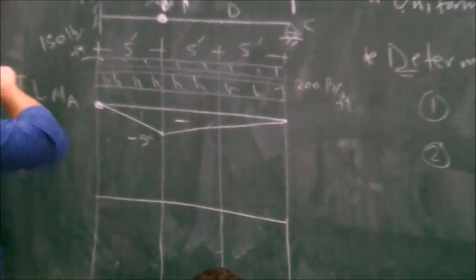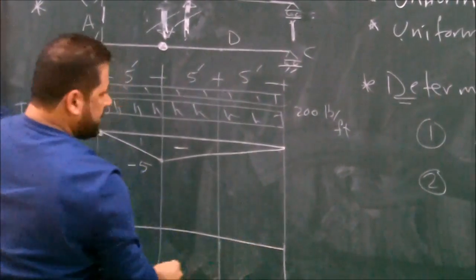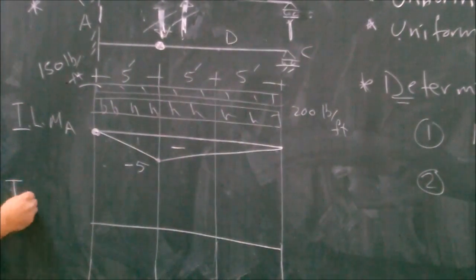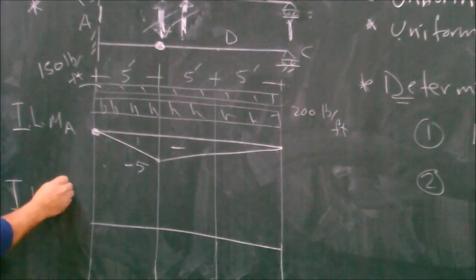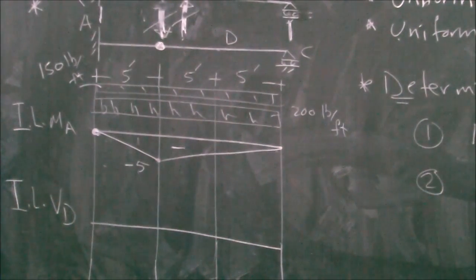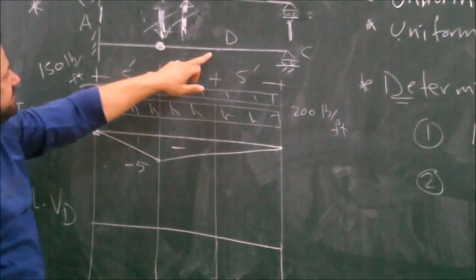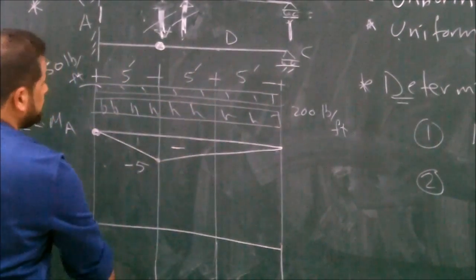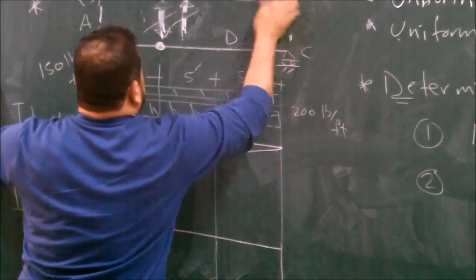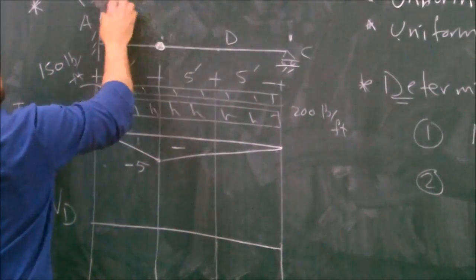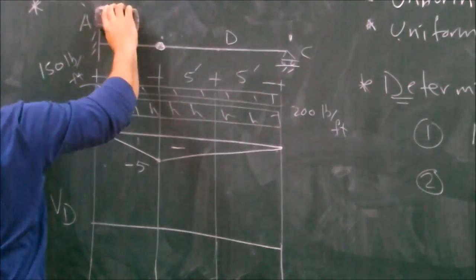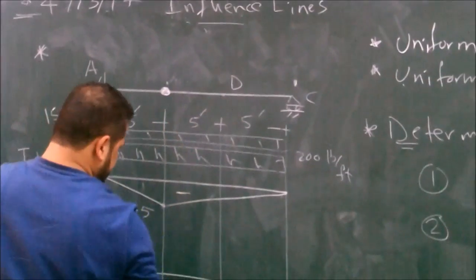What's the second one? Max positive shear. So we need the influence line for V at D, positive shear at D.